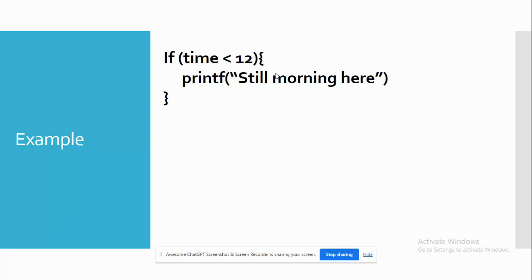So for an example, we have this short program that uses the if construct. So we test if the condition is true and then it prints still on here. So the condition here will be if time is strictly less than 12, then print still on here.